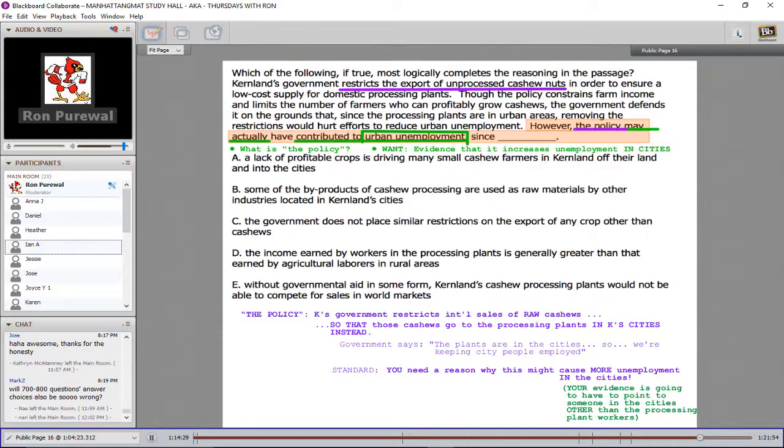That's your standard. That's what you want. Okay. Well, let's take a look at the choices.